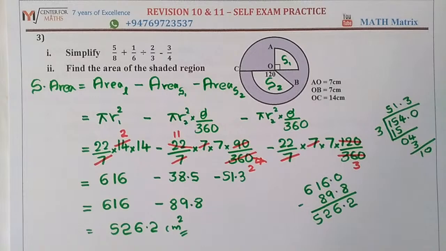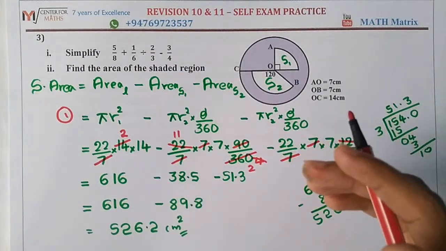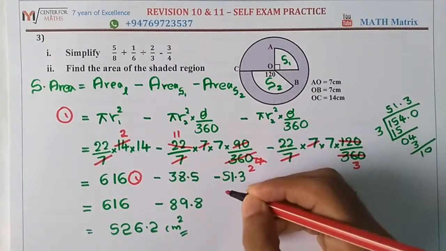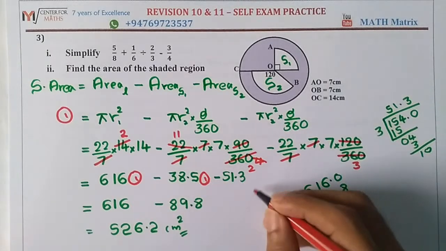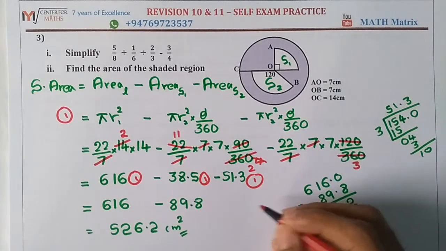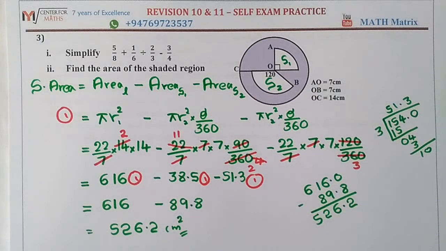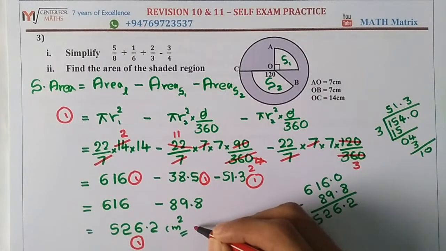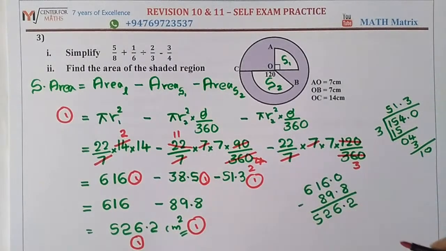Okay, right? So now we'll go through the marks. Now I'll check the marks. So here, if you have written these formulas, give 1 mark. You might have found them separately. It's okay, fine. You can give 1 mark for that. And now for this 616, 1. For this 38.5, 1. For this, 1. Right. And for the final answer, again 526.2, 1 mark. And for centimeter squared, again 1. Hope you all understood this.